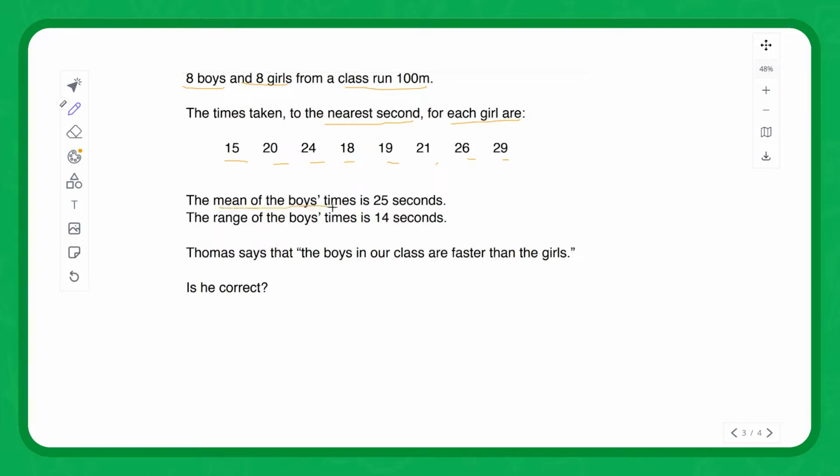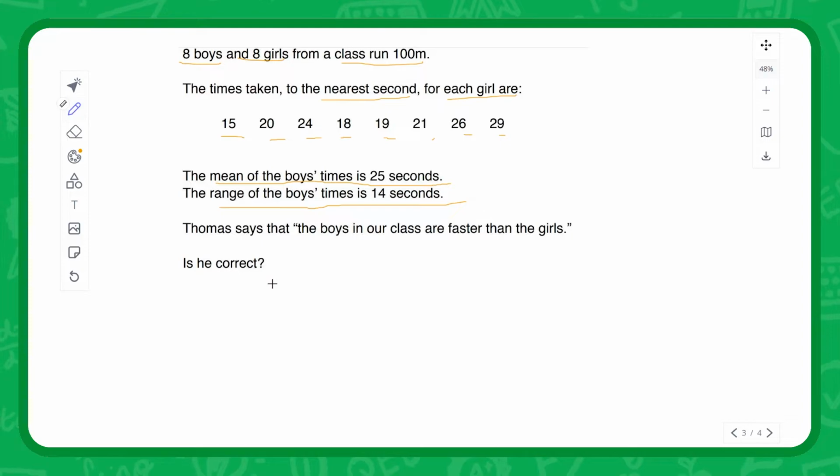The mean of the boys' times is 25 seconds. The range of the boys' times is 14 seconds. Thomas says the boys in our class are faster than the girls. Is he correct? So this is actually quite a common style for statistics questions where we lay out some information, we expect you to do some kind of manipulation to it, and then get to perhaps what might not be an obvious answer.